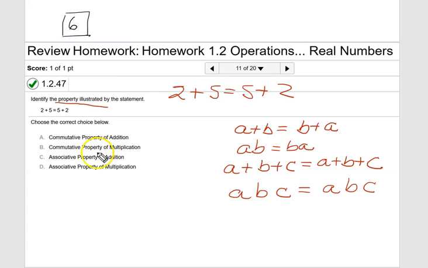Now the commutative property of multiplication is AB, A times B, equals B times A. These are the same as well.